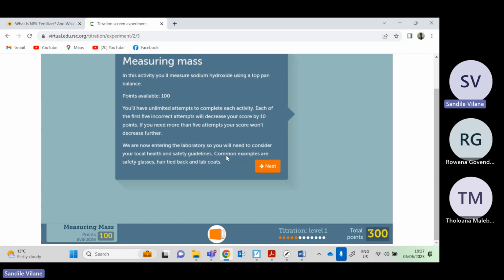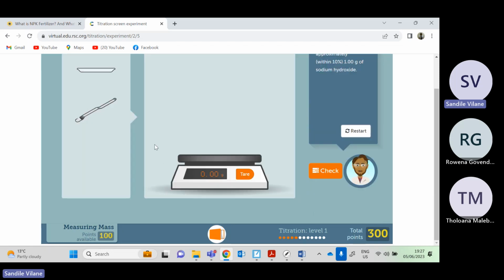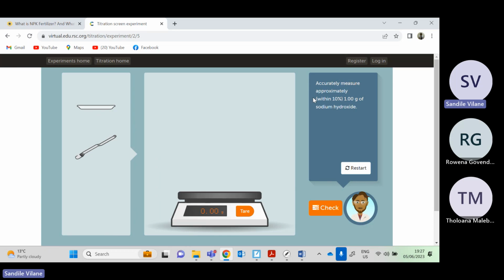Okay. The next thing now, measuring the mass. In this activity, we'll measure the sodium hydroxide using a weighing pan and the balance. You will have unlimited attempts at each. You are now entering the laboratory, so you'll need to consider your local health and safety guidelines. Common examples are safety glasses, hair tie back, and lab coats. So let us go in to measure 1 gram of this.